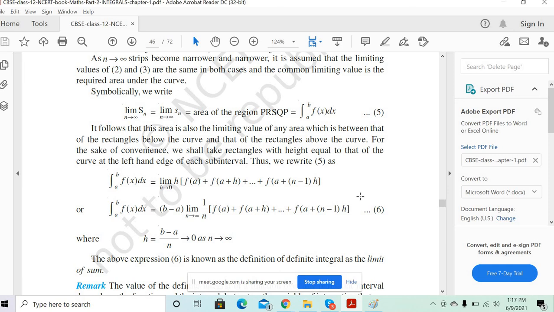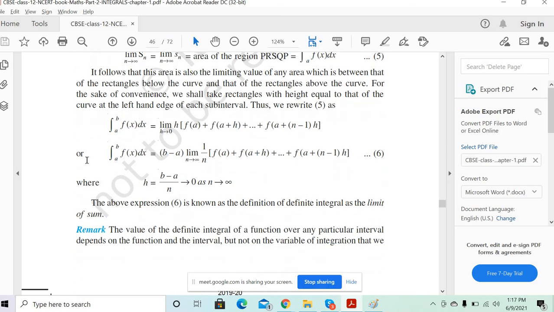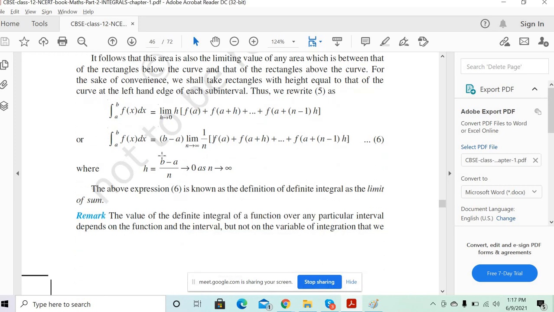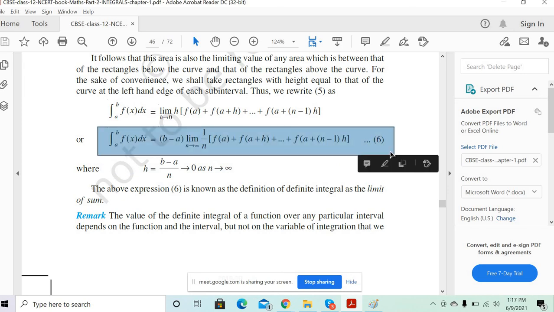No, sir. Clear. Okay. So this becomes the formula for finding definite integration as a limit of sums. Whenever the question asks you to use the limit of sums, then you have to use this formula. Clear?